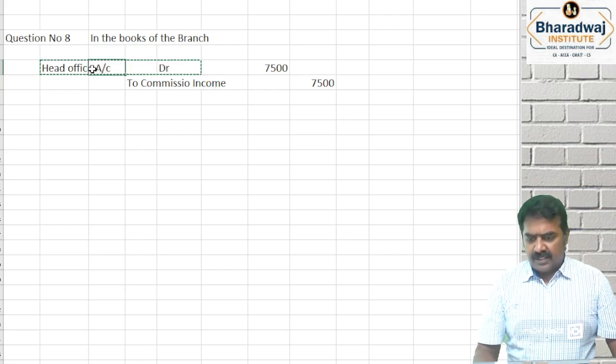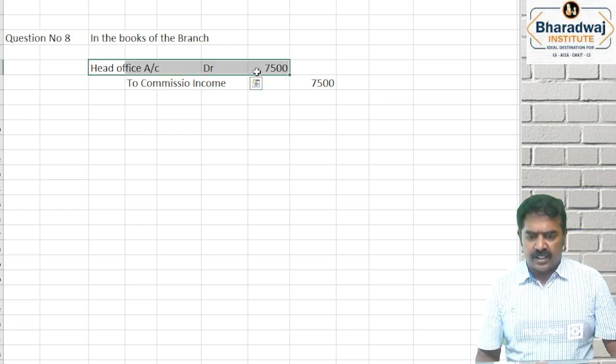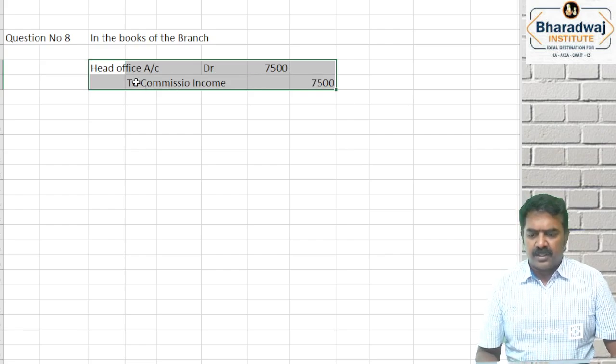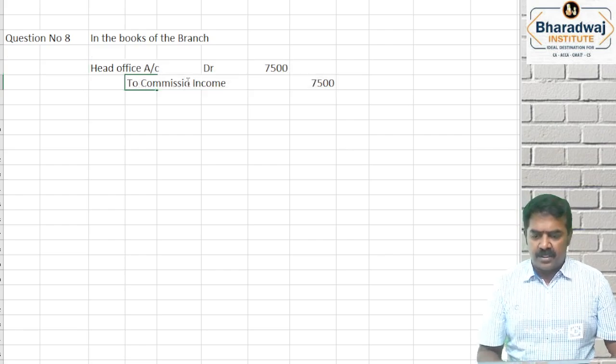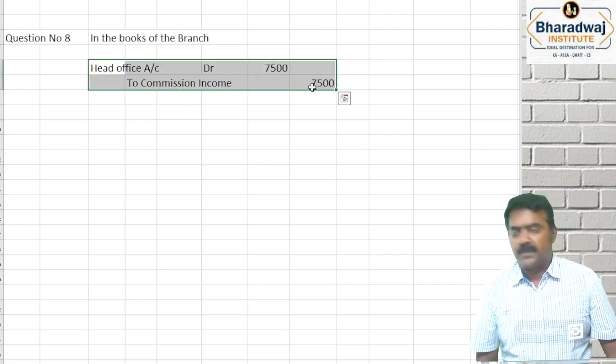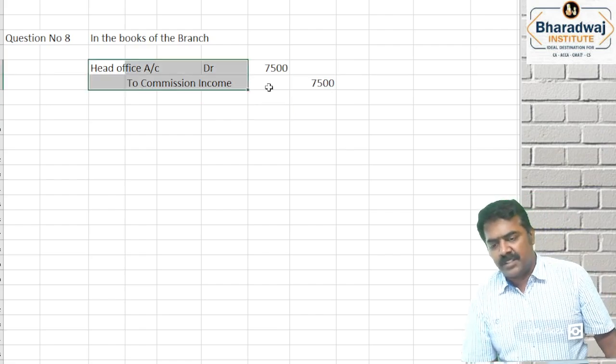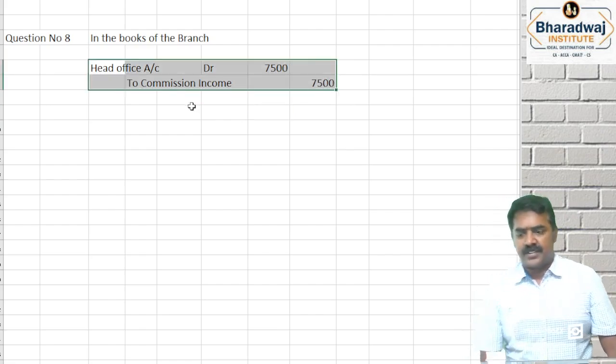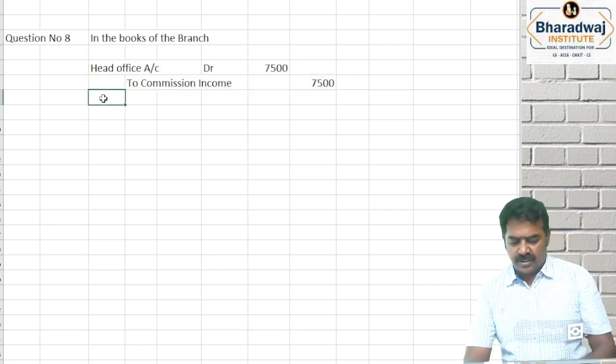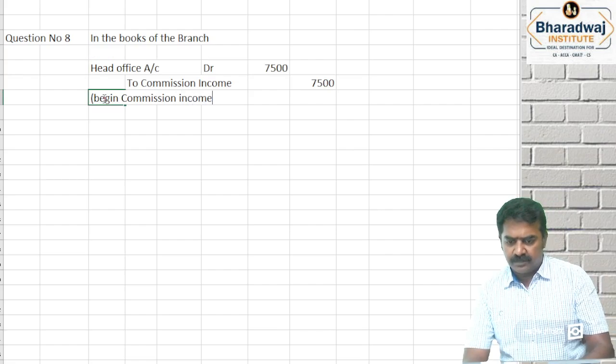It is not received in cash. It is allocated by the head office. Head office account debtor to commission income. Suppose it is given that commission received was not recorded in books, what would you have done? Cash account debtor to commission. This is a commission income allocated by head office. With narration they have asked for: being commission income omitted, recognized.